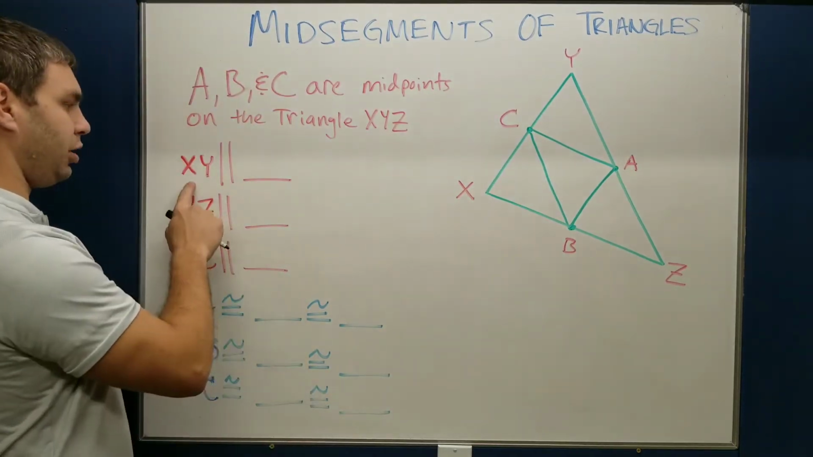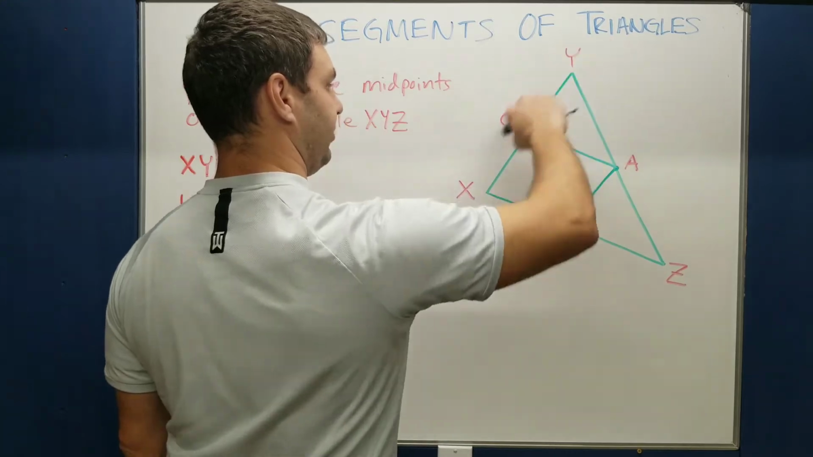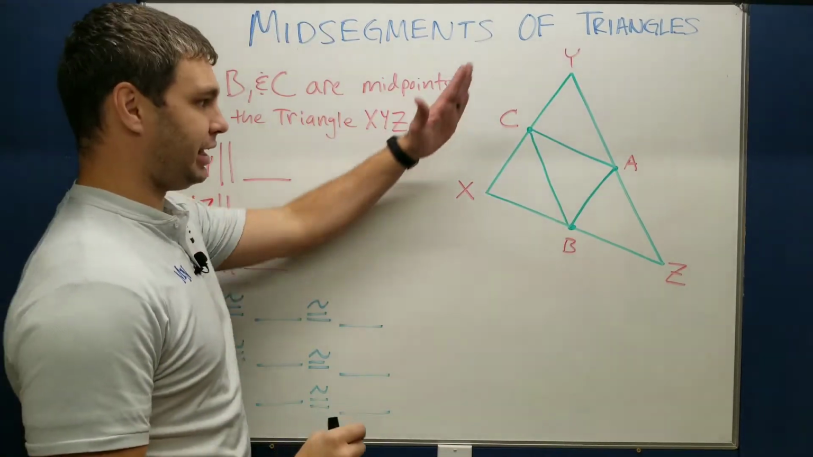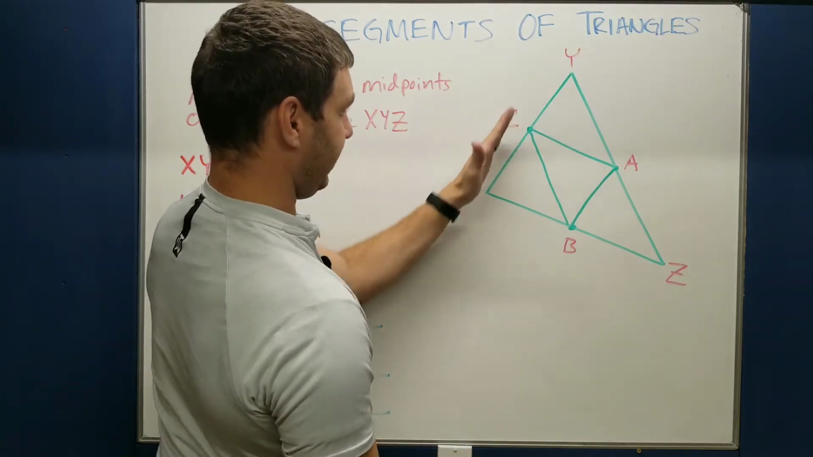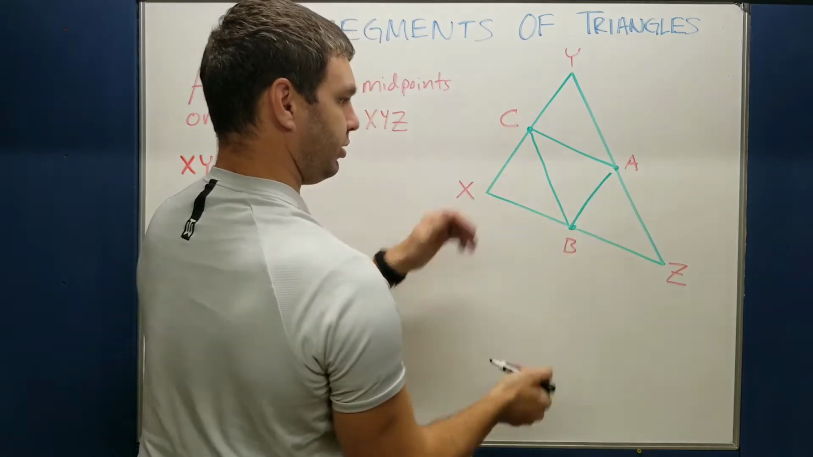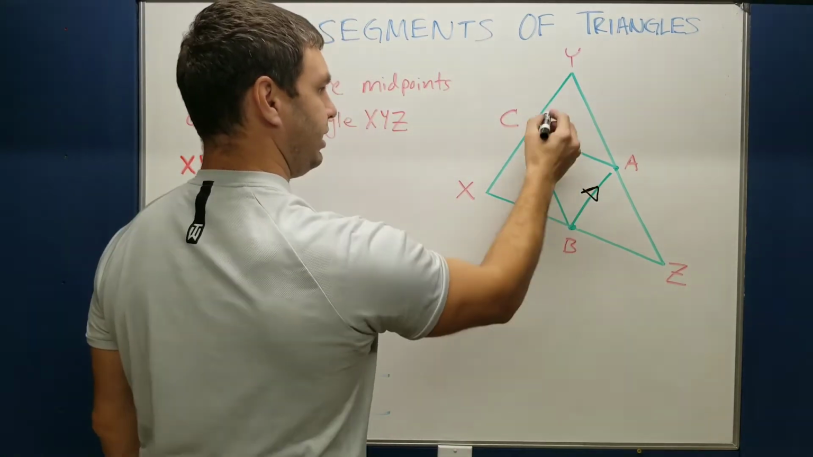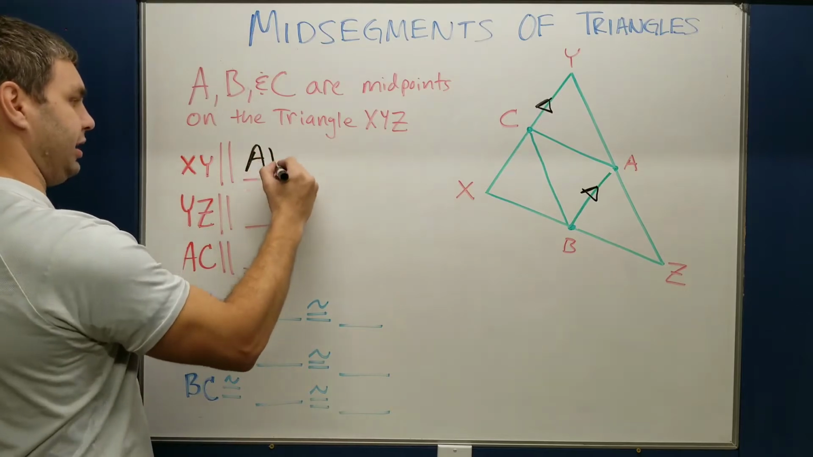For example, XY is parallel to what? Well, XY is this side over here. It's going to be parallel to the mid-segment that goes through the other two sides. Okay, so this is XY. Here's the other side. Here's another side. This one goes through both of those. So you can say that AB is parallel to XY. So in this line right here, we'd say AB.